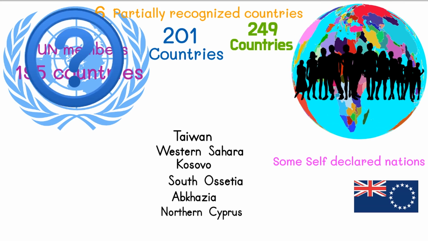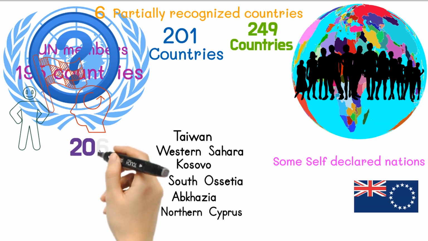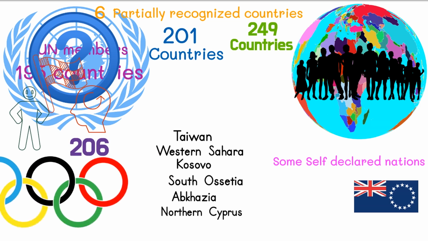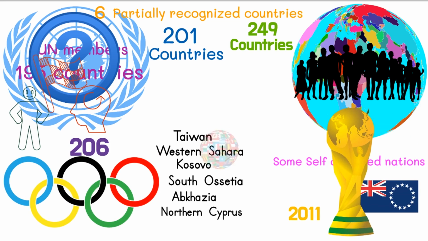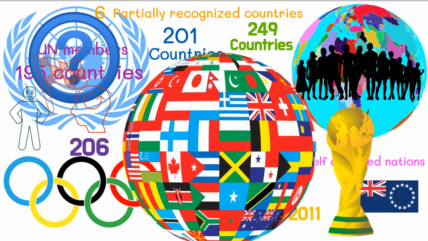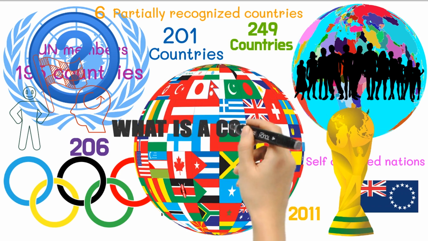Whatever it is, it is now evident that the United Nations membership list does not include all countries, and the recognition is often dependent on its member states. Today, 206 nations compete in the Olympics and 211 nations play the FIFA World Cup. So, the number of countries that exist today in the world is really dependent on how you define a country.